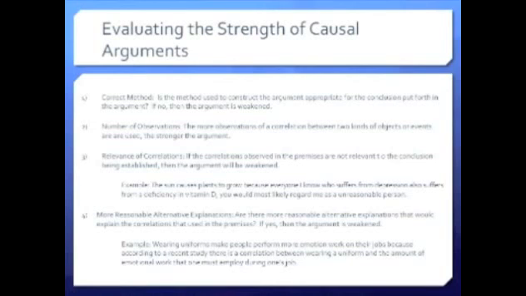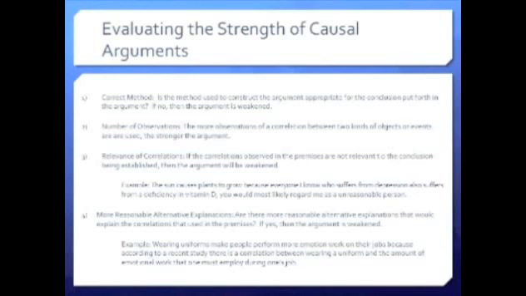Now, this is an obvious case where the lack of relevance that the premises have to the conclusion will make the argument weak. But note that not all cases where the premises are irrelevant to the conclusion are this obvious. Second, a final consideration you must make is whether or not there are more reasonable alternative explanations that would explain the correlations that are used in the premises. If the answer is yes, then the argument is weakened. The reason for this is that when we reason about causes of things, we want to be conservative about the kinds of claims we make.